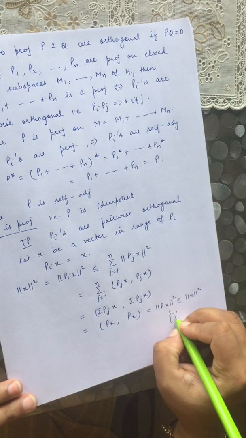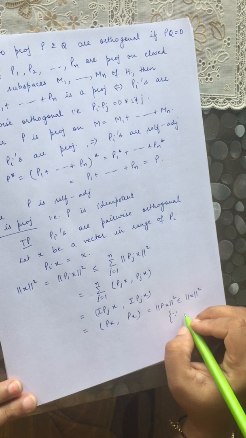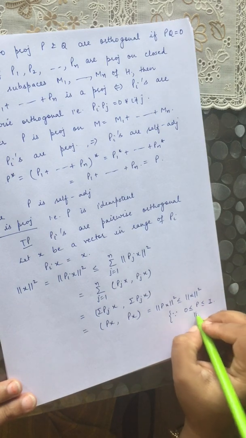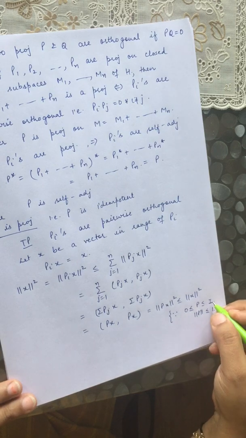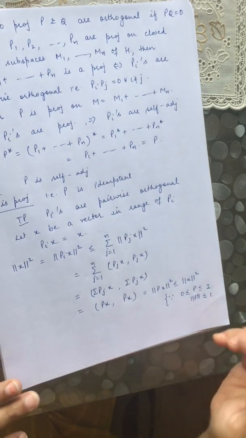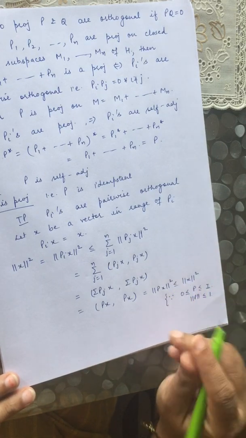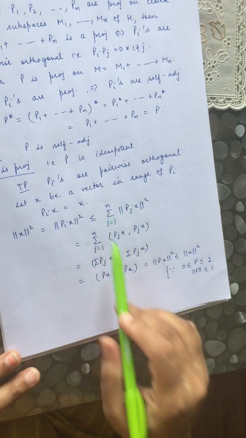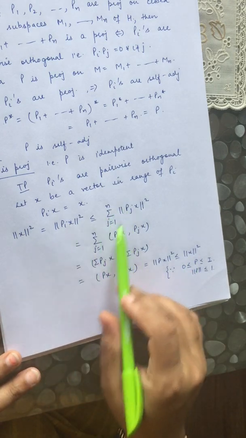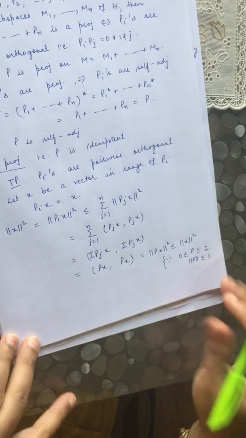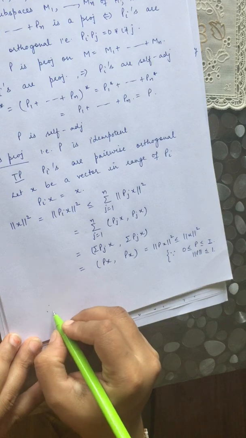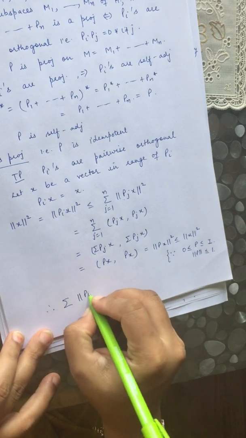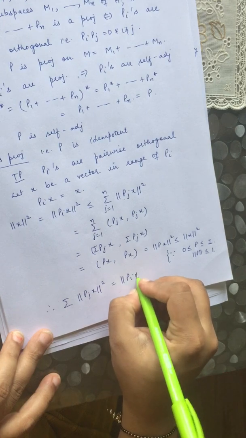This is because we have proved earlier that if P is a projection, then P lies between 0 and I. That means norm of P is less than or equal to 1, because norm of I is 1. So norm of Px square is less than or equal to norm x square. So now we have proved here that norm of x square is less than or equal to this quantity, and this is further less than or equal to norm of x square. That means all the quantities in this inequality are equal, because the left hand side and right hand side are the same. So therefore this summation is actually equal to this norm. So summation of norm Pjx square is equal to norm Pix square.